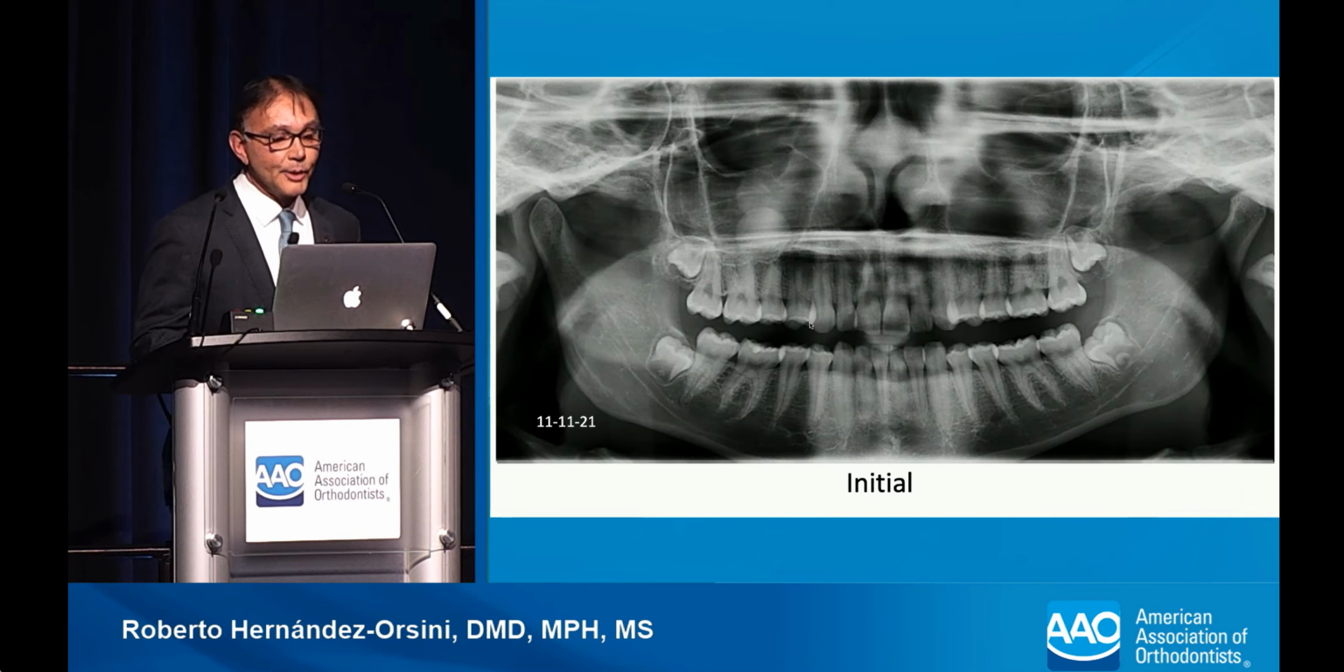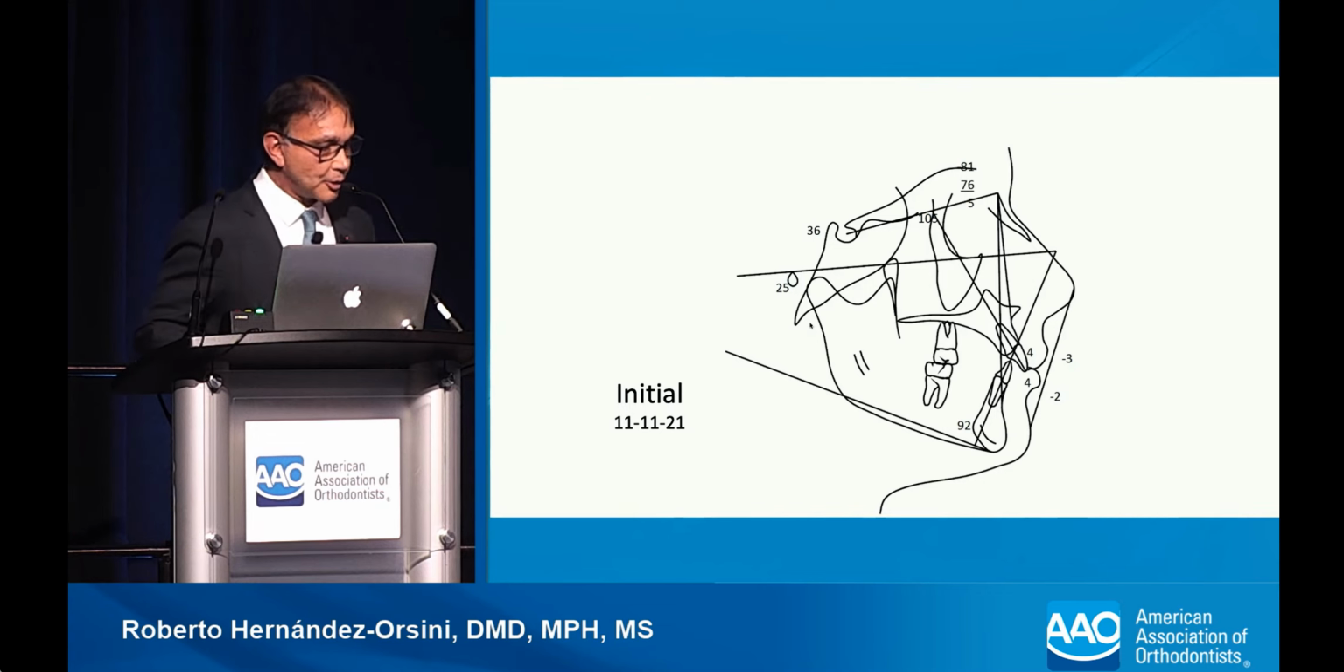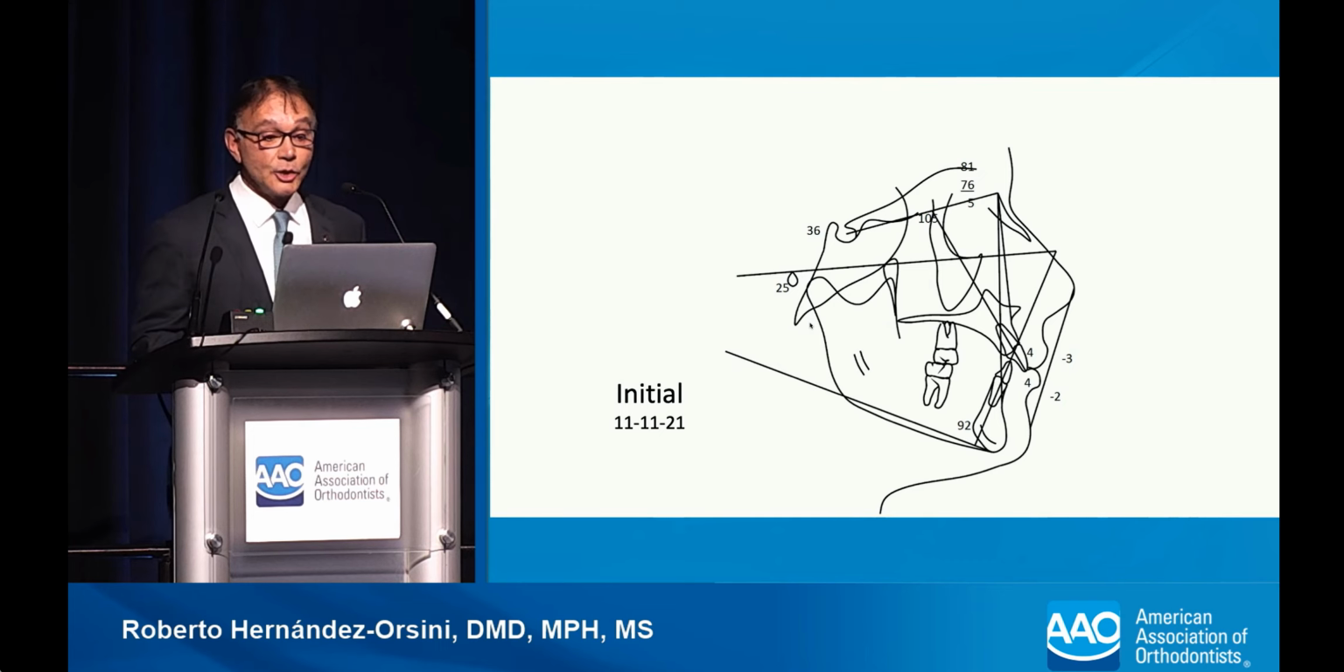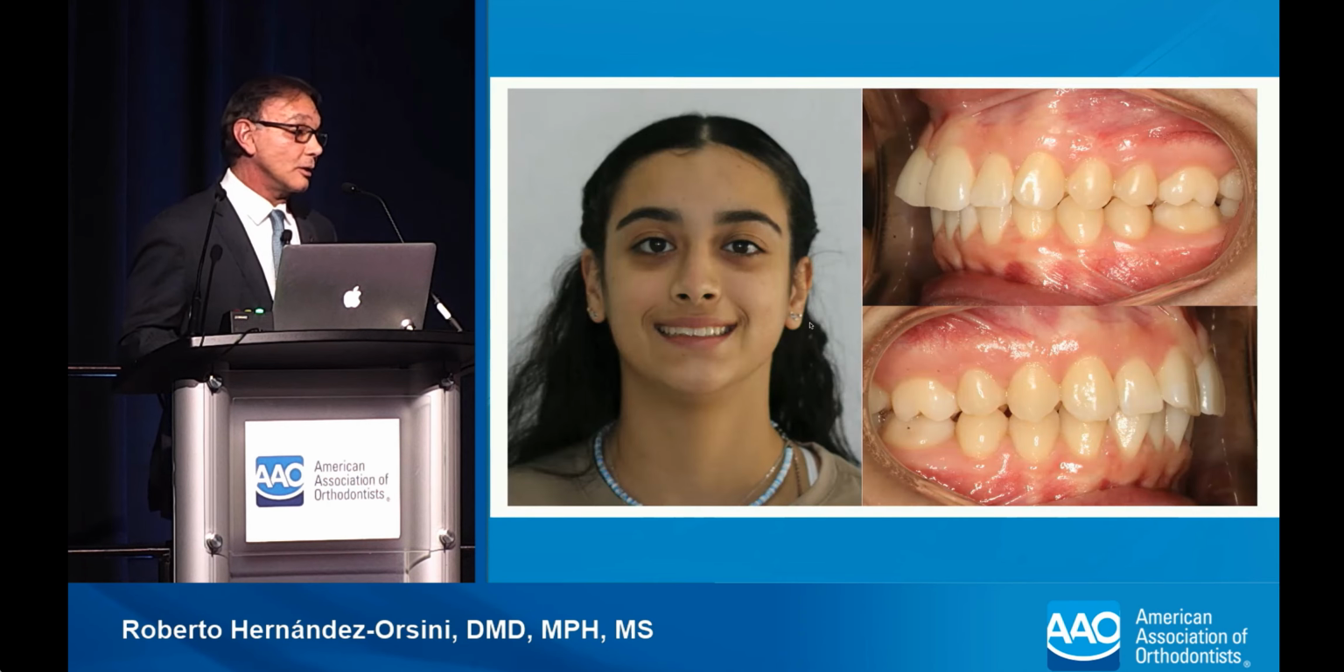Her wisdom teeth were present. She had an ANB of 5. Maxillary incisor was 105, mandibular incisor was 92 degrees. So really, I like the angulation of those incisors to the face. I wanted to maintain them, but she had crowding, and she was class 2 in both buccal segments.